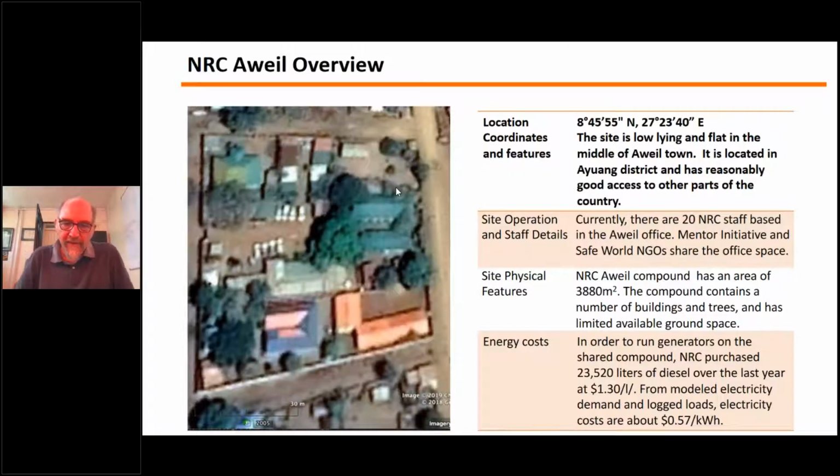So the overview, it's the location. It's in a town. There are 20 staff. They have a pretty large compound, and they use 23,500 liters of fuel. So NRC was able to show us that, and the cost was $1.30 per liter. So electricity costs for them was almost 60 cents per kilowatt hour. Next slide.